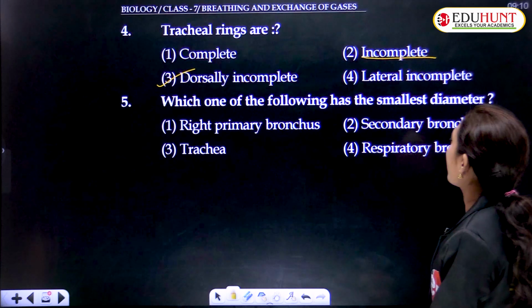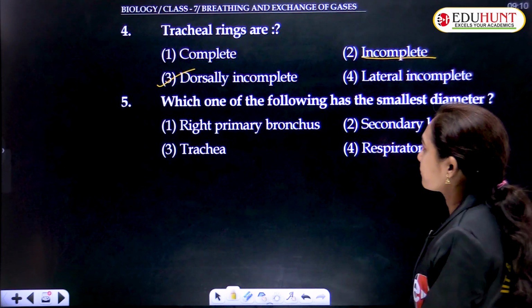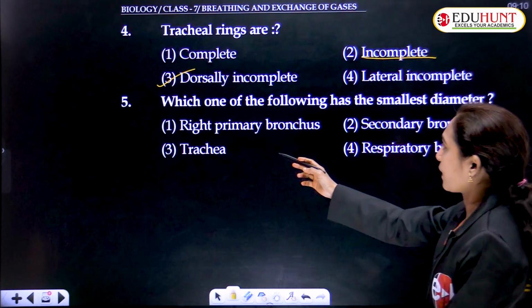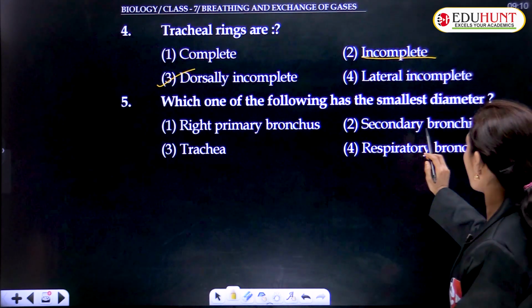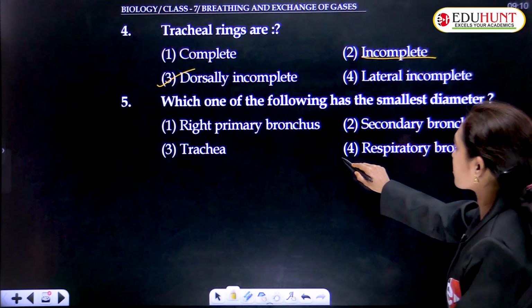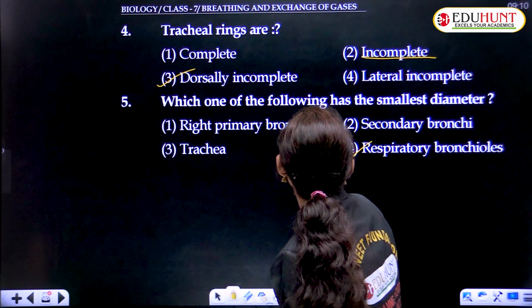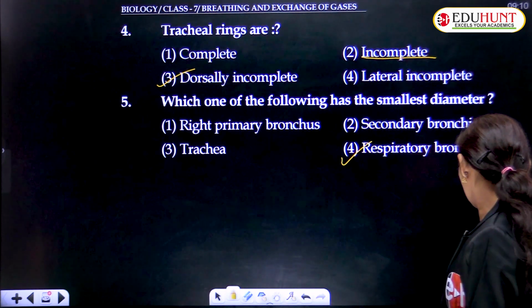Which one of the following has the smallest diameter? Among these, write: primary bronchus, trachea, secondary bronchi, and respiratory bronchioles. Among these, respiratory bronchioles have the least diameter, the smallest diameter.